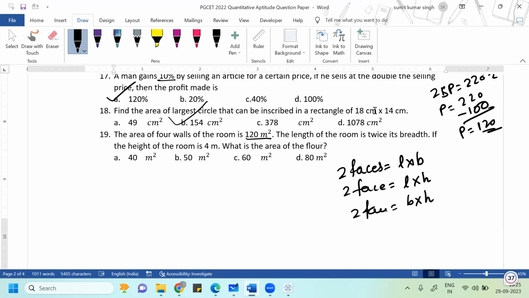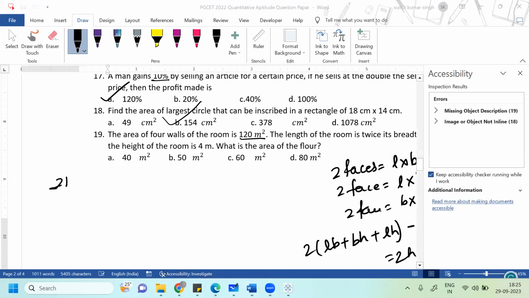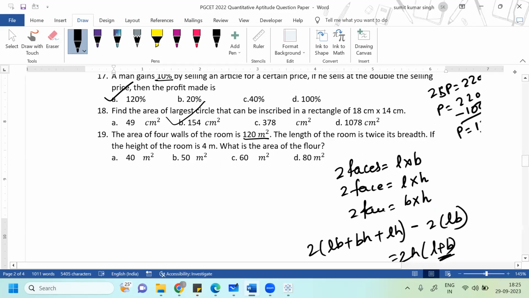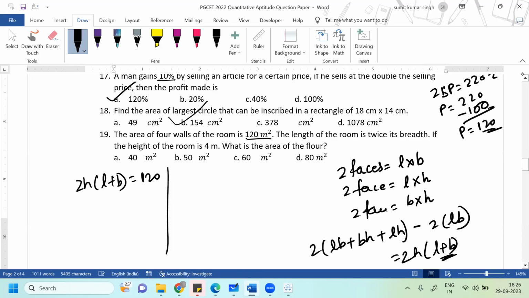For the total area of the cuboid, it is 2 into LB plus BH plus LH. From this we ignore the floor and ceiling part. So ultimately the area 2H into L plus B is the area of 4 walls of the house. I hope you are getting the logic clear, right? So the area of 4 walls of the room is 2H into L plus B, and that is given as 120 meters square.